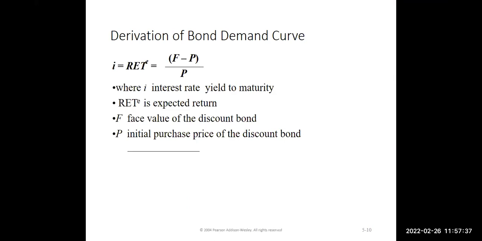Now, this is something I wrote in the beginning as well. This is the formula for the expected return on discount bonds. To find the interest rate, the yield to maturity, you subtract the price from the face value and divide the whole fraction by the price of that particular asset. In that way, you can find the interest rates. And these interest rates are inversely related to the price. If the price goes up, the interest rate goes down. If the price goes down, the interest rate goes up. I hope I am making sense to you guys. Am I?